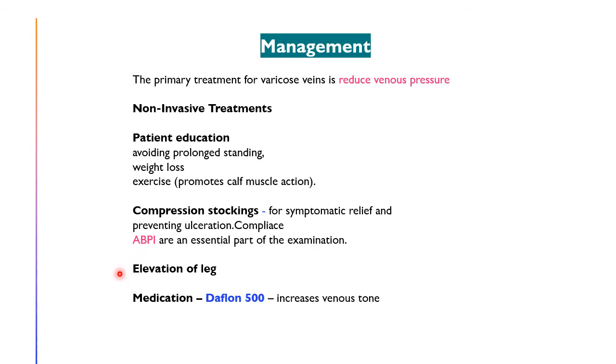The other important, easy and common method is to elevate the leg to reduce the pressure. This can be done by elevating the legs on 1 or 2 pillows, especially when the patient is lying down. Medications can be used to improve the tone of the veins. The venous tone can be improved by using medications like Daflon 500.